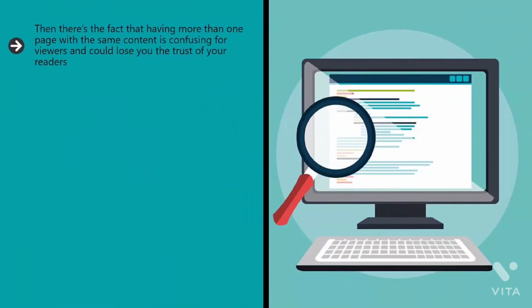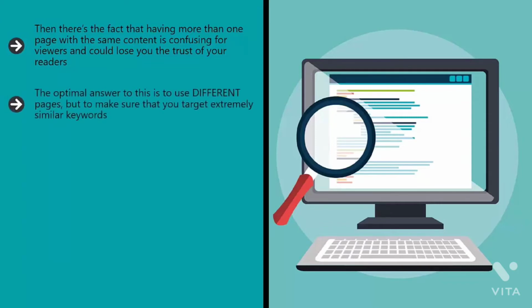Then there's the fact that having more than one page with the same content is confusing for viewers and could lose you the trust of your readers. The optimal answer to this is to use different pages, but to make sure that you target extremely similar keywords. Use a keyword research tool like KW Finder, www.kwfinder.com, and then target keywords that have similar search volumes and similar KD, keyword difficulty ratings.